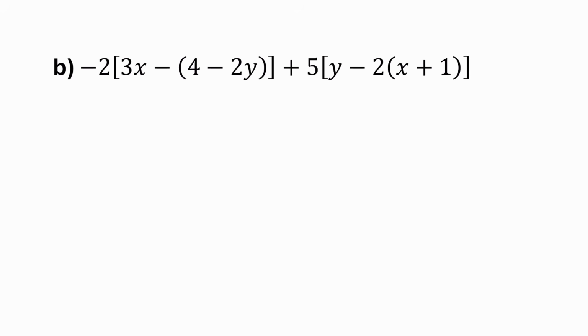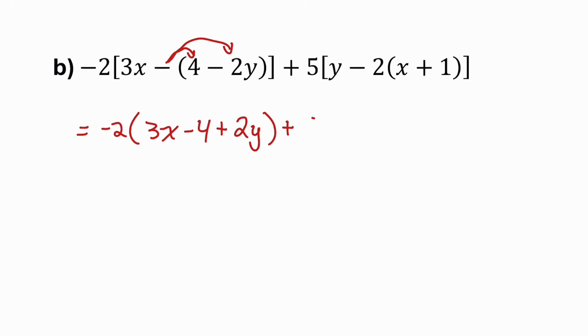There's a lot going on in this expression, but I'm going to start with the innermost set of brackets for both of the terms. So I'll leave the negative 2 and the 3x, and then I have to subtract the 4, and then also subtract the negative 2y, which makes it plus 2y, plus 5 times y, and then I have to multiply this negative 2 by the x to give me negative 2x, and the negative 2 times positive 1 to give me negative 2.